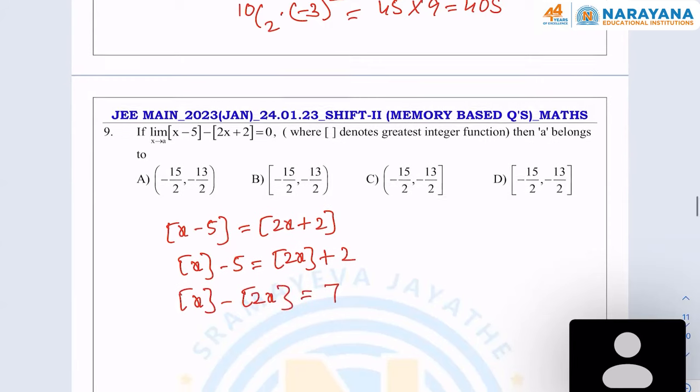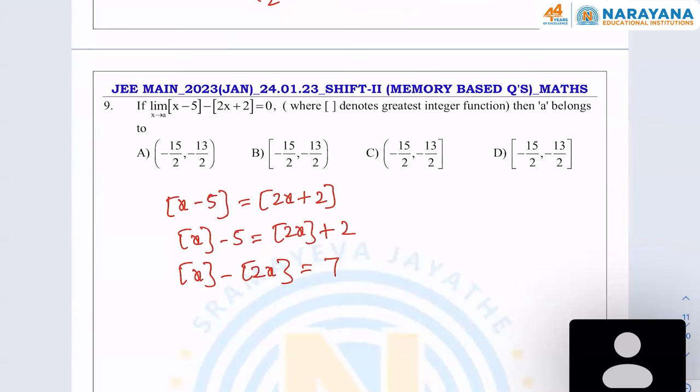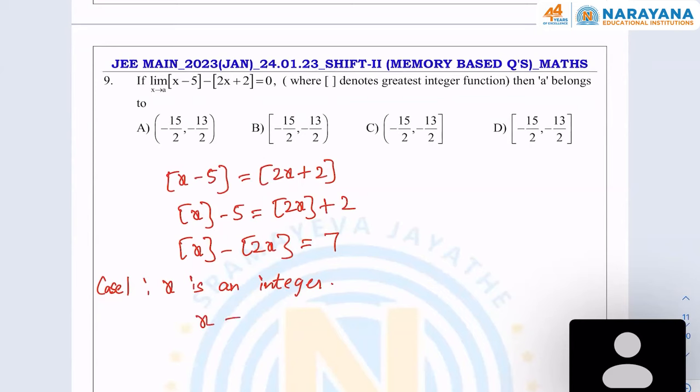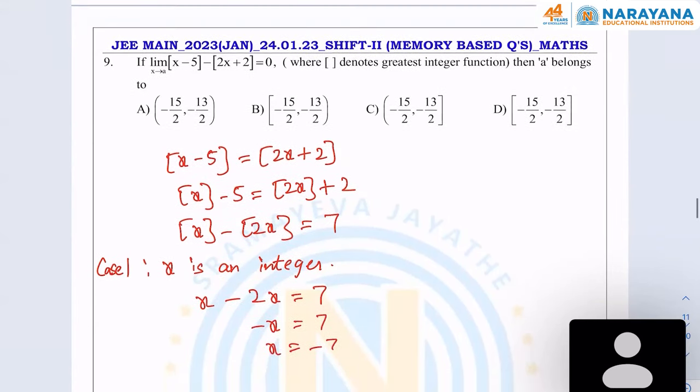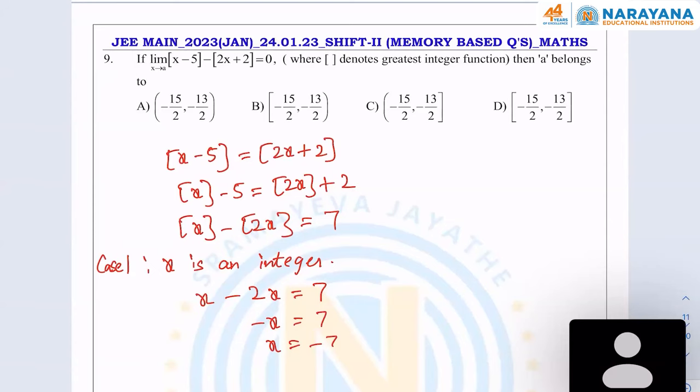All right. So here we'll get two cases. Suppose x is an integer. Case 1: if x is an integer, then the value of step of x is equal to x, so x minus 2x is equal to 7. So minus x is equal to 7, x is equal to minus 7. So here we can take x is equal to minus 7.